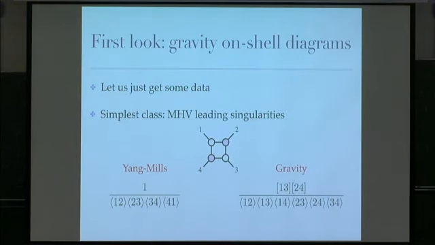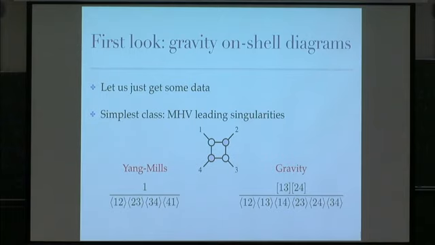Okay, but let's just start with generating some data. We can just try to calculate the on-shell diagrams as products of 3-point amplitudes and see how the gravity on-shell diagrams look. So this is actually a 4-point 1-loop cut. In Yang-Mills, it's just given by the Parke-Taylor formula. In that case, it's also a 4-point tree-level amplitude. In gravity, it looks like that.